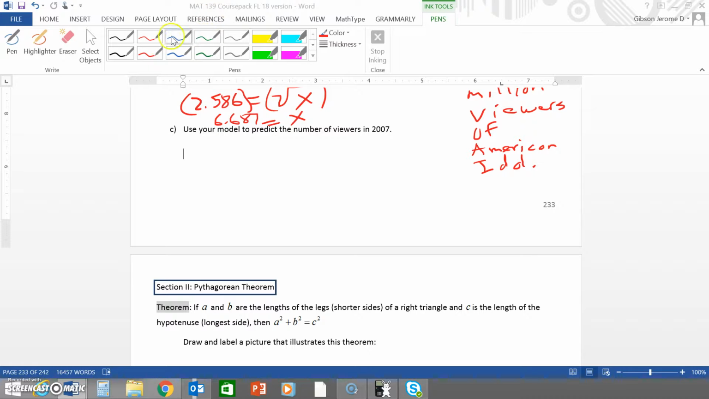Hello class, picking up where we left off. It says C, use your model to predict the number of viewers in 2007.